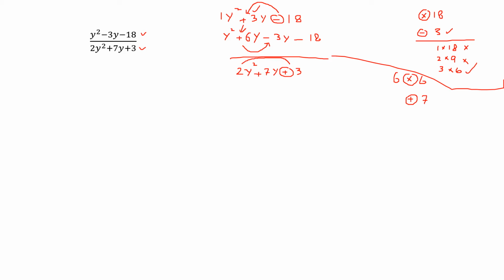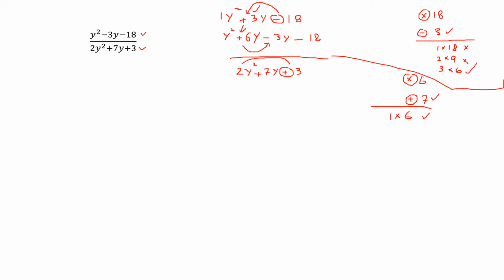We need two numbers whose multiplication is 6 and addition is 7. So we go into the table of 6. 1 6s are 6, so this is the case. When we add them we get 7.